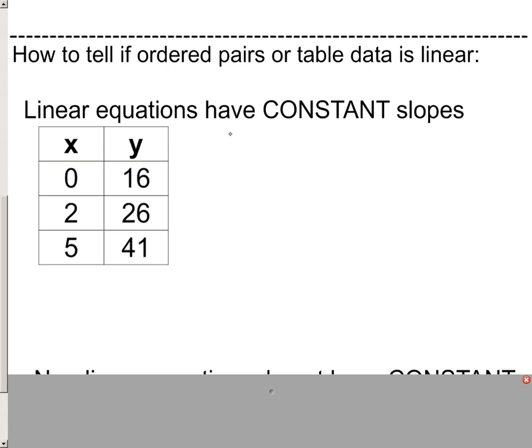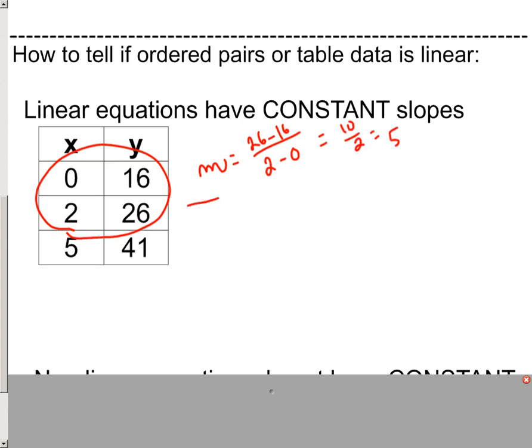Well, linear lines have constant slopes. That means the slope is always the same no matter what between the points. So what we do is we literally say, okay, I'm going to take the first 2 points and I'm going to see what the slope is between them. So 26 minus 16, y minus y, right? Y minus y over x minus x, so 2 minus 0. And that equals 10 over 2, or positive 5.